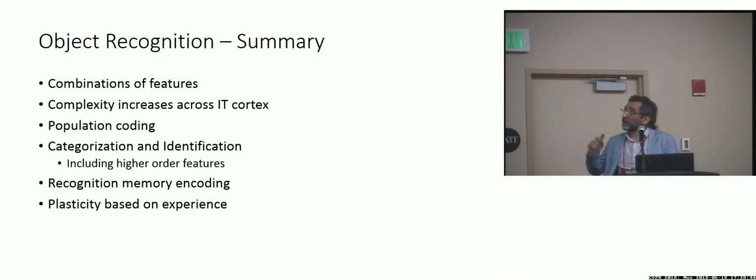And then in summary, object recognition is based on a combination of features in n-dimensional space. The complexity increases across IT cortex. We get this population coding. We use it for categorization and identification in this n-dimensional space. And then we use that for recognition memory encoding. If you take anything home from me, I like to call it an ID. It identifies something that you can then attach memories to. And then within it, we also have plasticity based on experience. The more you have experience with things, you can adjust your representational space for those objects so that you become a better discriminator of it. Training trumps abilities.